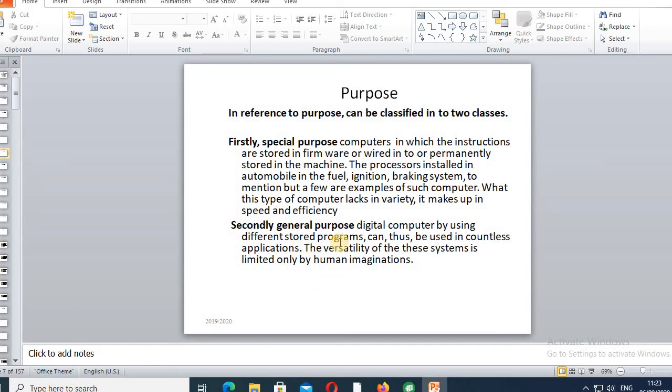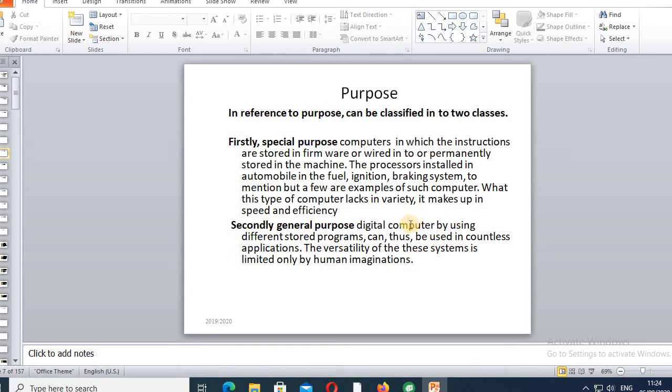So with the second, we'll have the general purpose digital computer, which, by using different stored programs, can be used in countless applications. The versatility of these systems is limited only by human imagination. So in this case, we can get the operating system and store the program into the machine and continue working. We install it and do the operation, meaning that the machine has a space where we can install these applications and request them from. And that machine is working beyond human imagination. We cannot tell everything this thing is doing.